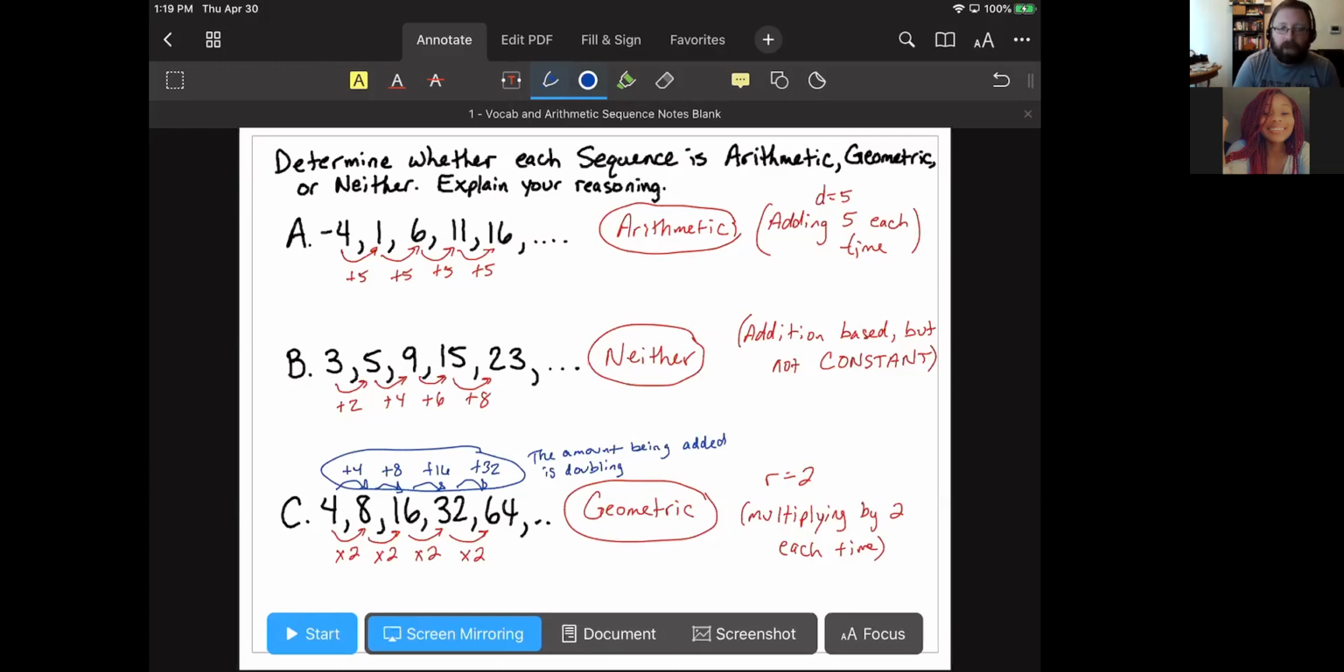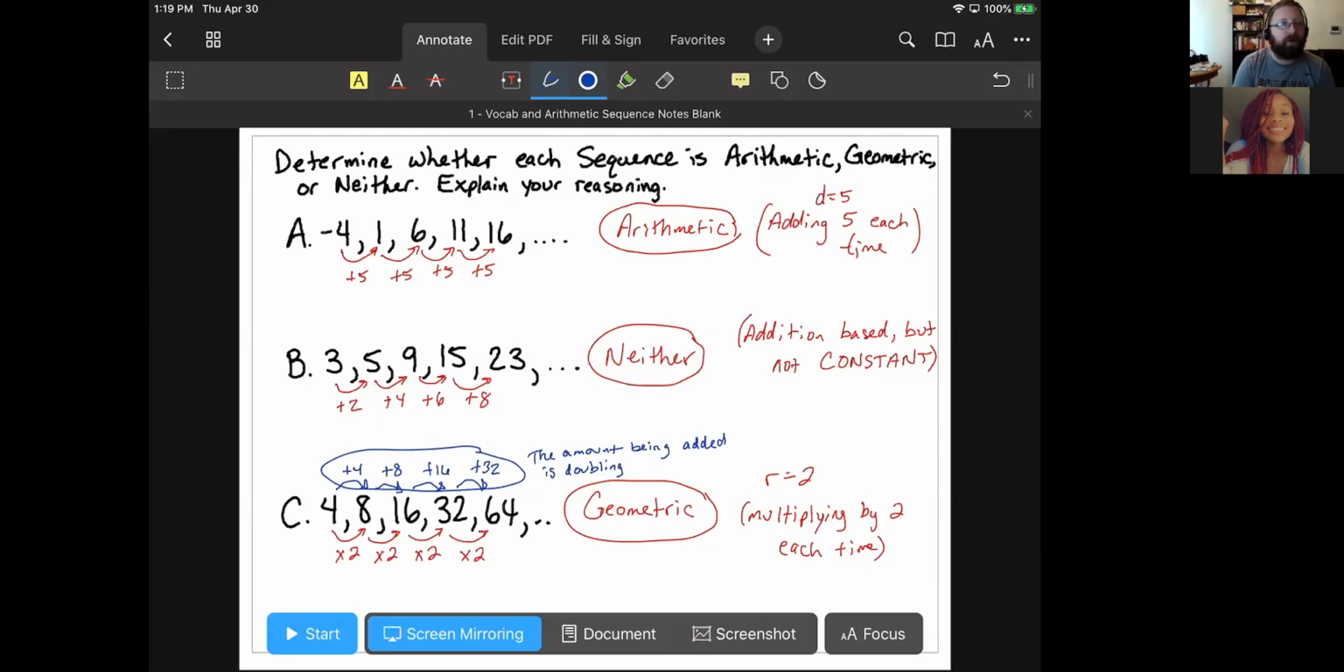Okay? And that is the big challenge of this, telling when it's a geometric sequence, when it is a multiplication-based sequence, okay? But if you notice, the amount that we're having to add is going from 4 to 8 to 16 to 32. That's being multiplied by 2, okay? So you should be able to spot the multiplication pattern in the non-constant addition pattern, if it's a multiplication pattern, okay? Let's do a couple more of these.